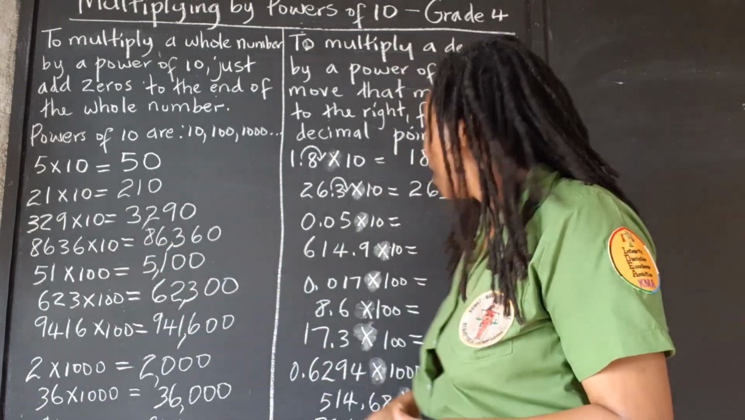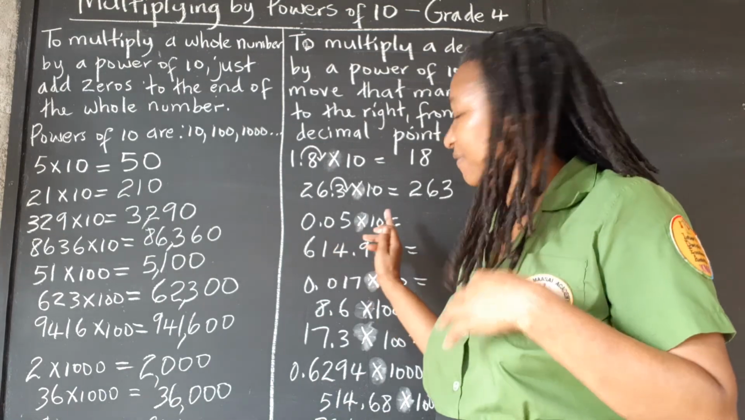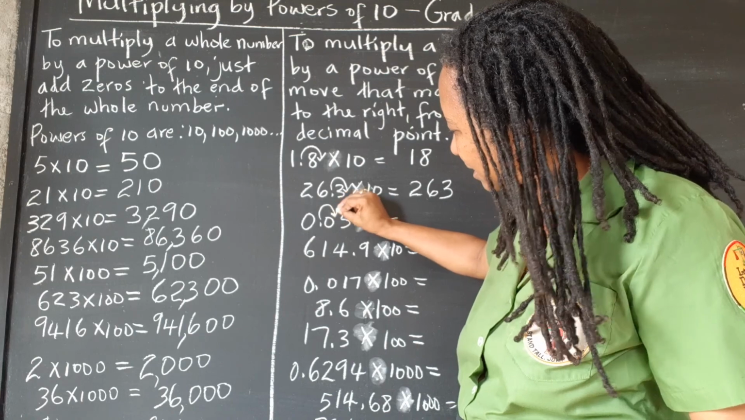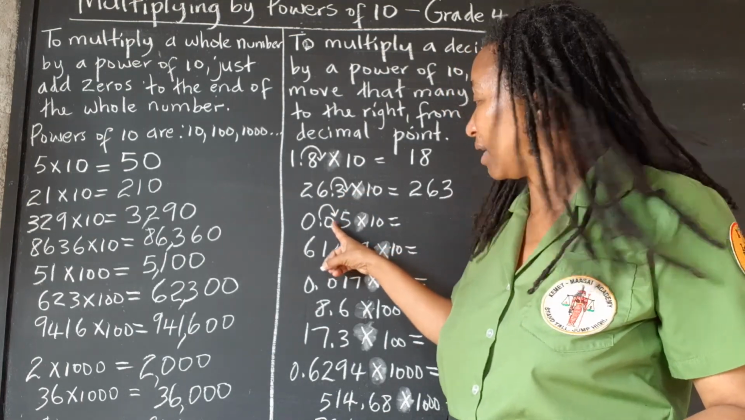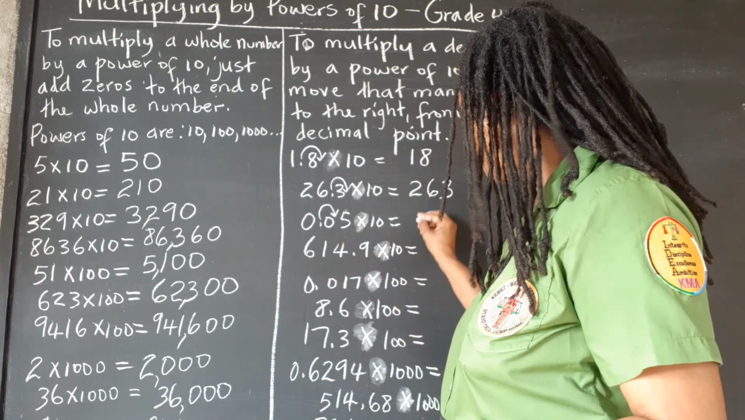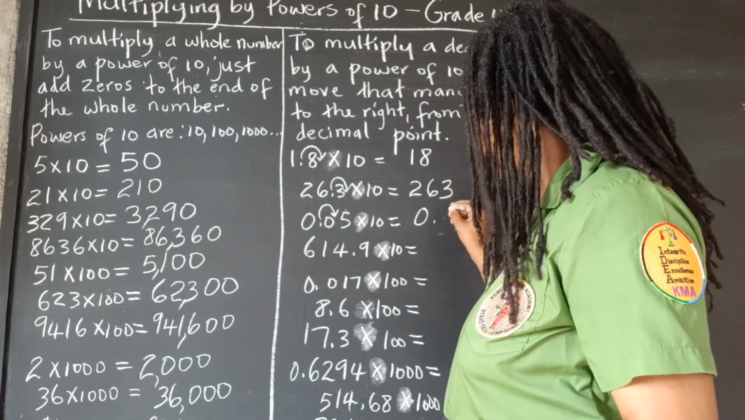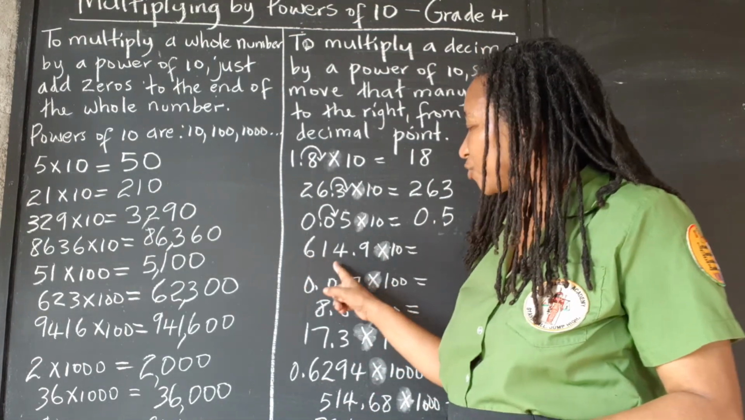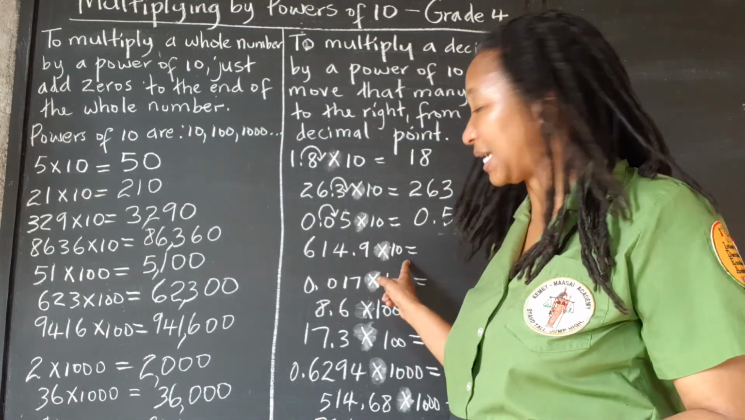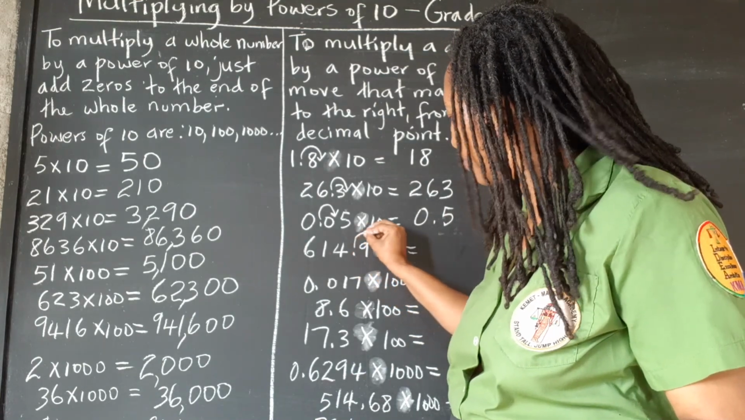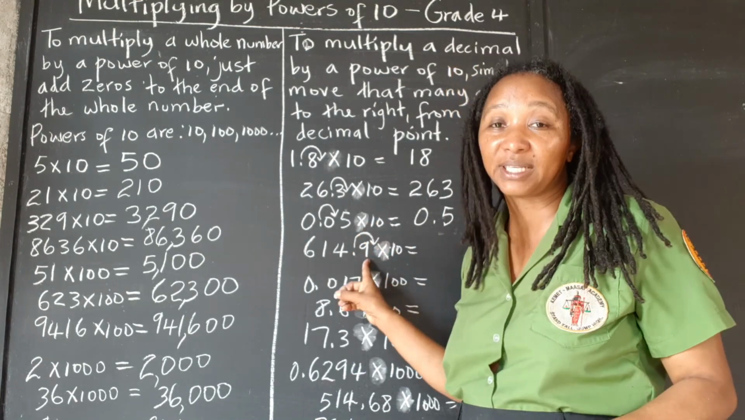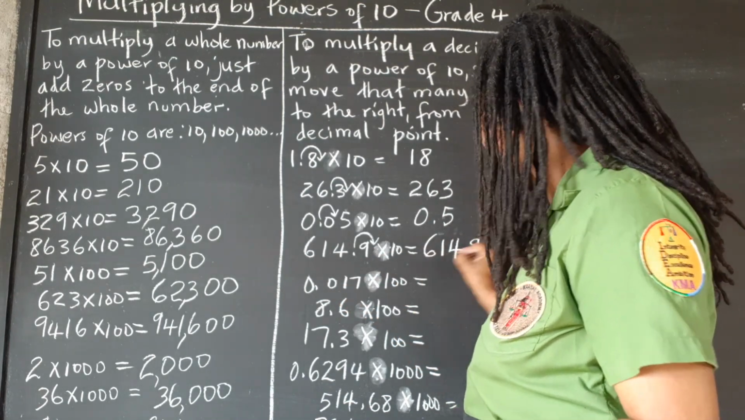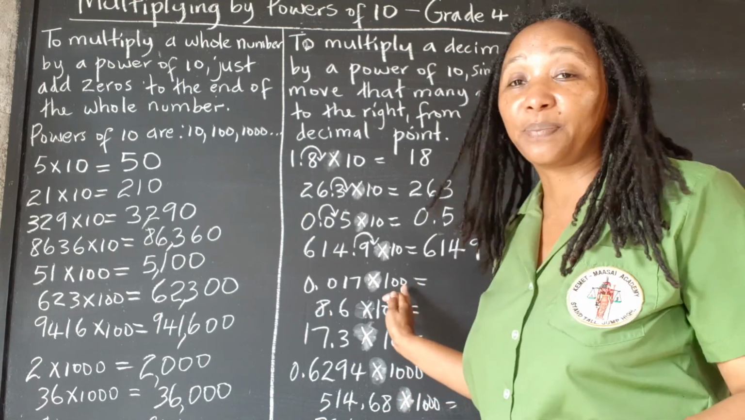So 0.05 times 10, so this is where the decimal is. We're moving it one place. It's going to come now between this 0 and the 5, so it's going to be 0.5. 614.9 times 10, moving it one place to the right. Again, it's going to leave the decimal at the end of the number, so we just have 6,149.